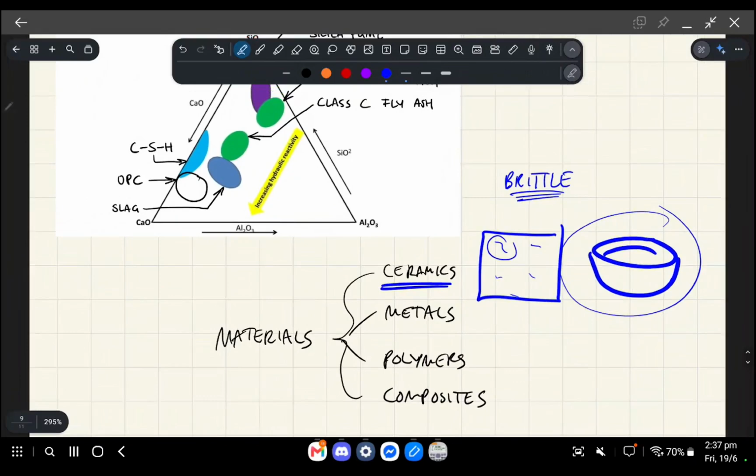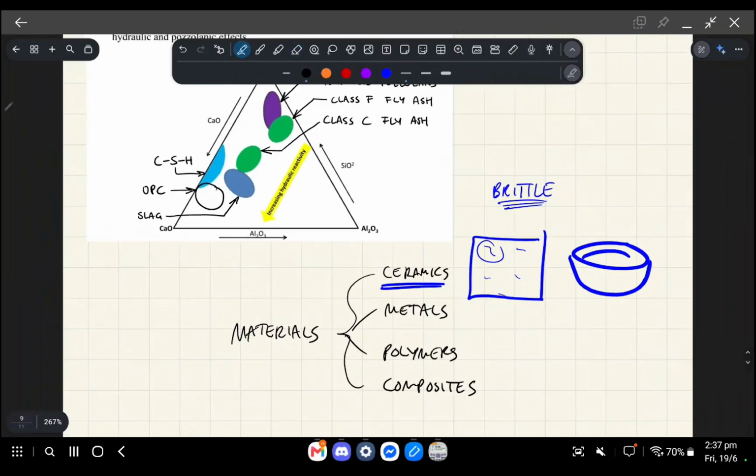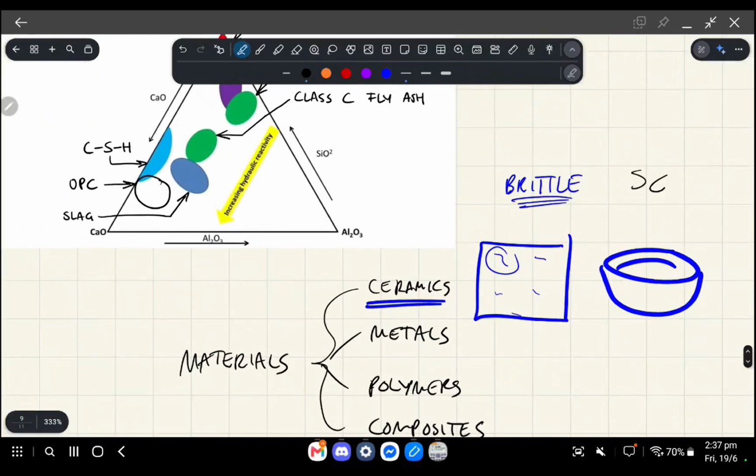So if I had these bowls, right? Let's just say you get 100 bowls from your cupboard at home, assuming you have 100 bowls, and I got them and then I dropped them on the floor, right? And then let's say that 50% of the time they broke, okay? And then the other 50% of the time they survived, right? So why is it that some bowls survived and some didn't? Okay, this is the whole idea of random microscopic defects within this ceramic material, okay?